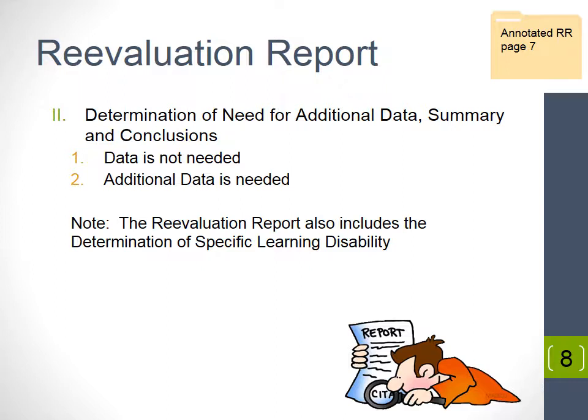In the annotation regarding parent input, it is noted that information provided by the parent is included in this section and taken into consideration as decisions regarding eligibility for special education and program design are made. The evaluation team can obtain information from parents in many ways. It can be collected from written responses, interviews, and other appropriate methods. The evaluation report also includes determination for specific learning disability if needed.